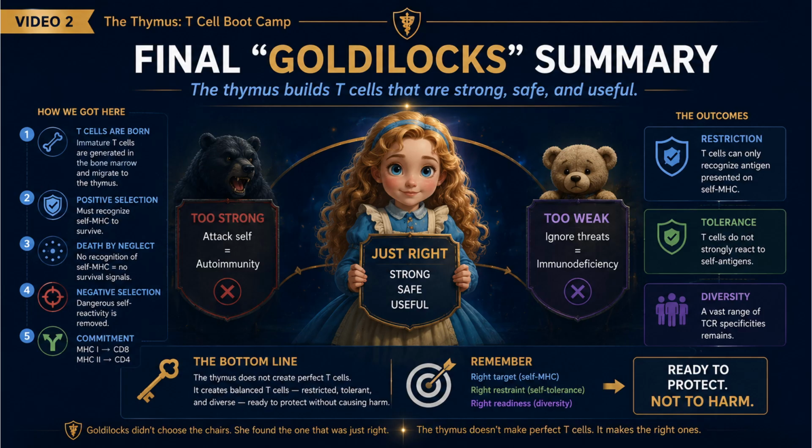That gives us the three outcomes we care about. Restriction. T cells can recognize antigen presented on self-MHC. Tolerance. T cells are less likely to attack self. Diversity. Many different useful T cell receptors remain available to defend against future threats. The thymus does not make perfect T cells. It makes the right ones, strong enough to recognize, restrained enough to avoid major self-reactivity, and diverse enough to protect the host.